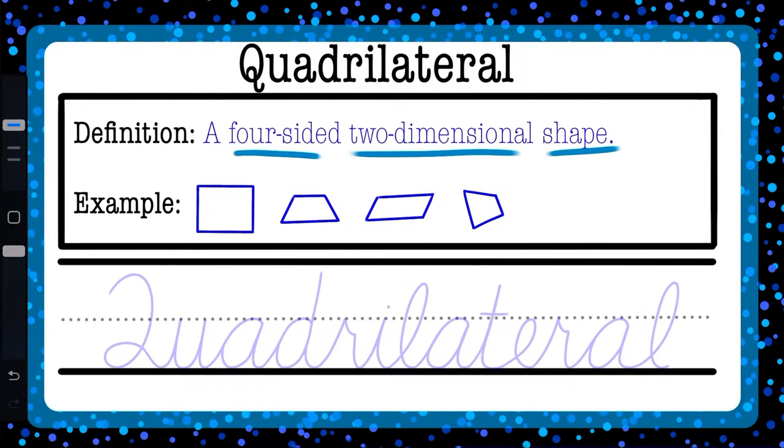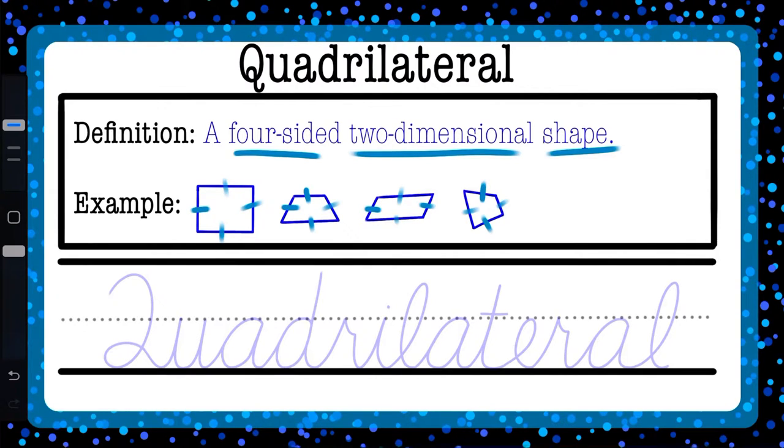We have this rectangle and it has 1, 2, 3, 4 sides. Because it has 4 sides, this would fall into the category of quadrilateral. Now you'll also see we have this trapezoid right here. Same thing, I'm just going to count the sides. 1, 2, 3, 4. We can keep going with this parallelogram. 1, 2, 3, 4. And even with this odd looking shape here, as long as it has 4 sides, it'll be considered a quadrilateral.